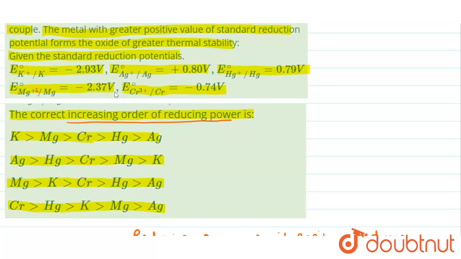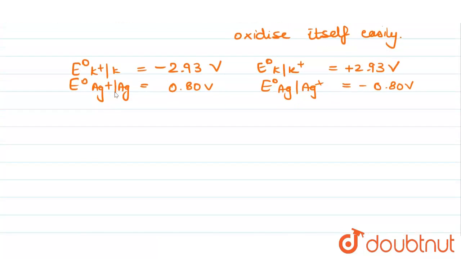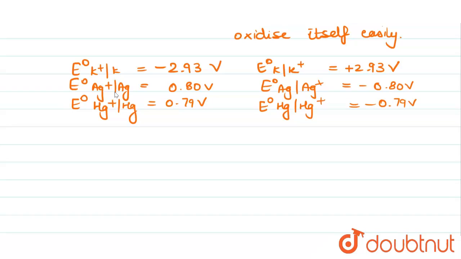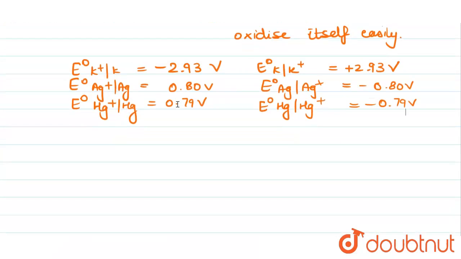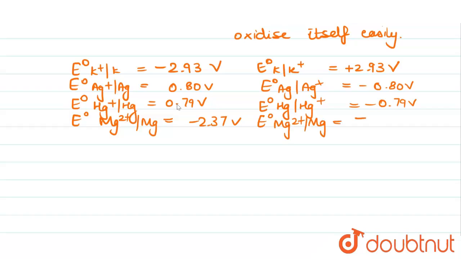Then we have E naught of Hg plus to Hg is equal to 0.79 volts. So E naught of Hg to Hg plus is equal to minus 0.79 volts. After that we have Mg 2 plus to Mg, E naught equal to minus 2.37 volts. So E naught of Mg to Mg 2 plus is equal to plus 2.37 volts.